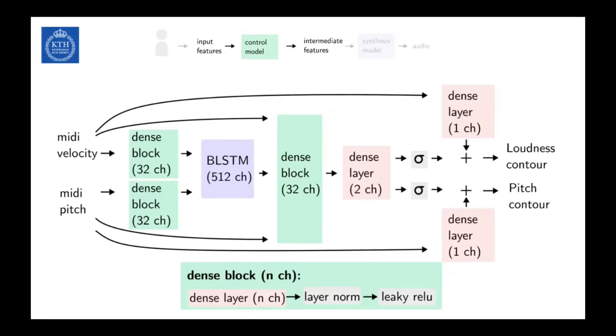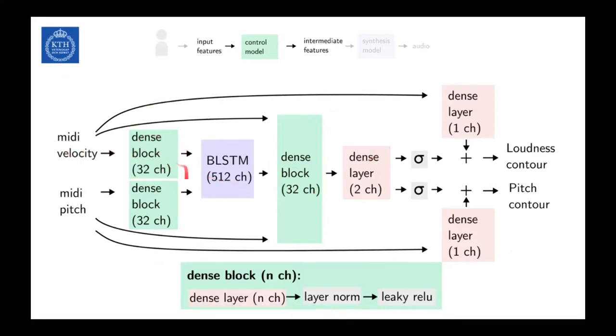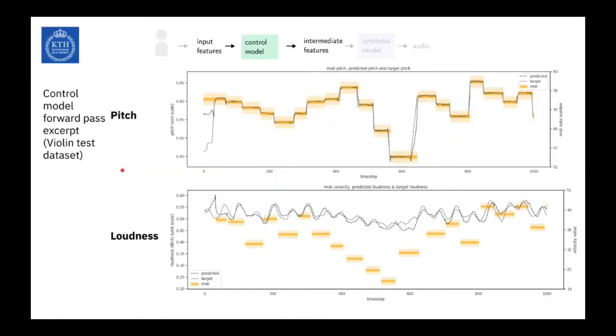Here is a diagram of our control model. At its core is a BLSTM, and then there are some fancy skip connections and some scaling stuff. Probably very much over-engineered, but it works. We can see this here.